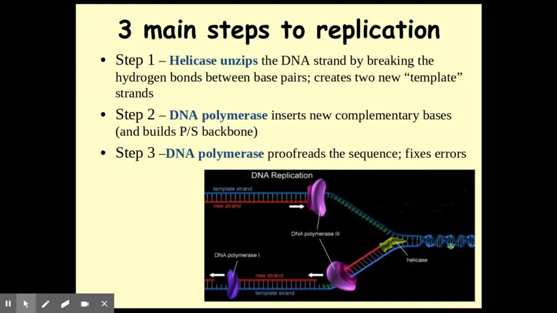Your second step is where you have DNA polymerase, again an enzyme, that comes in and inserts new bases that complement the base that's already there. So if it's adenine, it would bond with a thymine. If it's cytosine, it would bond with a guanine. So it basically builds back your phosphate and sugar backbone. And then you have step 3, which is DNA polymerase also. There's a polymerase 1 and a polymerase 3, and this proofreads the sequence, and if there are any errors, it tries to find them and fix them.